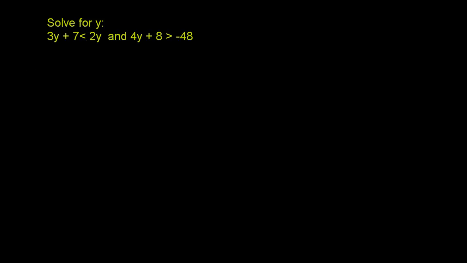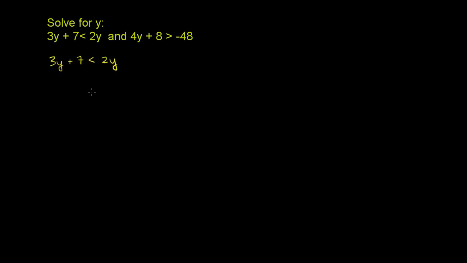Solve for y. We have 3y plus 7 is less than 2y, and 4y plus 8 is greater than negative 48. So we have to find all the y's that meet both of these constraints. So let's just solve for y in each of the constraints, and just remember that this "and" is here. So we have 3y plus 7 is less than 2y.